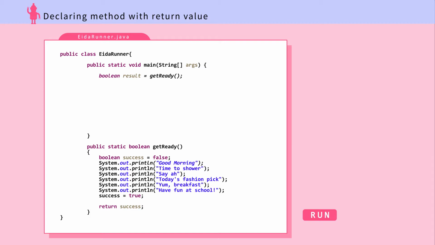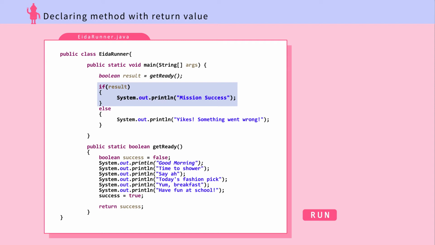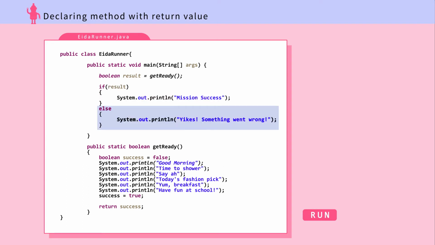Store the return value of getReady method in a Boolean variable called result. So this Boolean variable will carry the value of whether the method run of getReady was a success or not. If the result is true, execute the instructions in the if condition, which is printing mission success, else print yikes, something went wrong. Run.